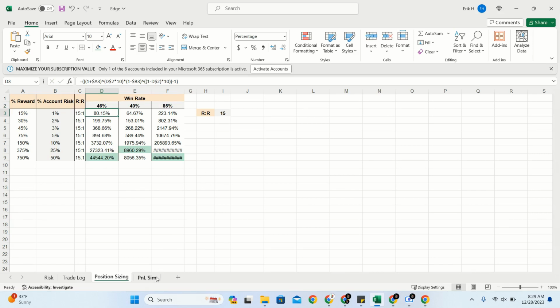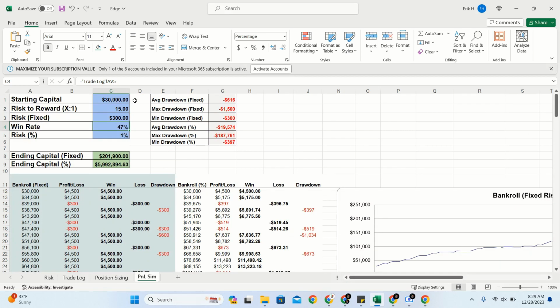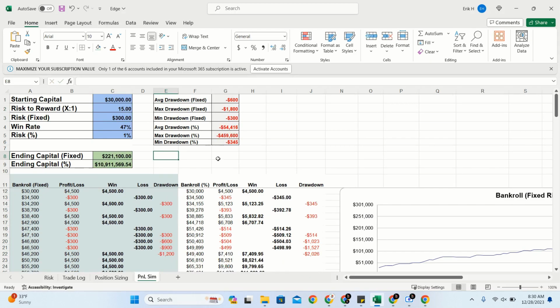Starting capital, 30K. Risk to reward, 1.5. If we had fixed risk, $300, this is off of your risk tab. Win rate, 47%. Or 1% risk, also off your risk tab. And this data will update each time you change something on the spreadsheet. What does this tell us here? If we have a fixed risk on each trade, after 100 trades, our ending capital should be about 200K.